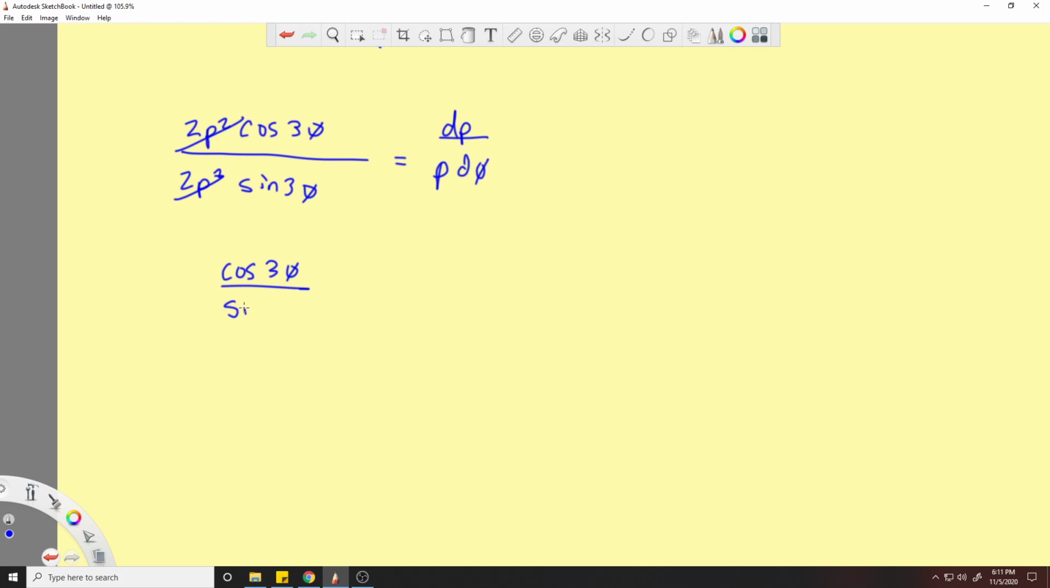We are left with a cotangent that I will write as cos over sine. We're about to do the derivative, so I'll move over this d phi because we're going to solve this by separation, and then we're left with d rho over rho. Now we can integrate both sides.